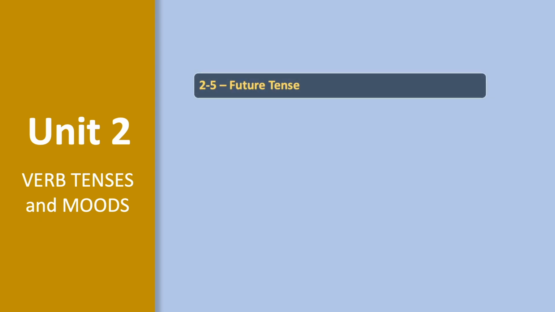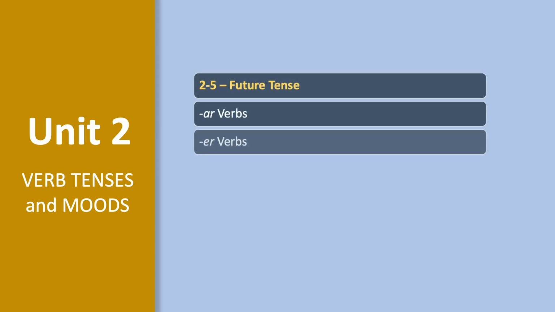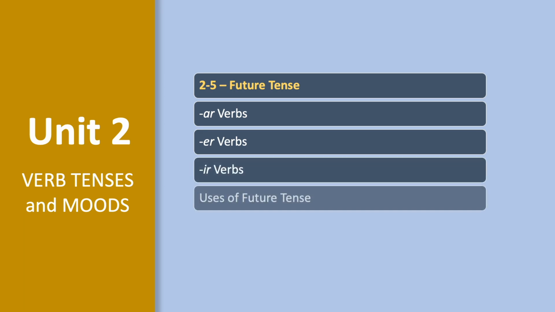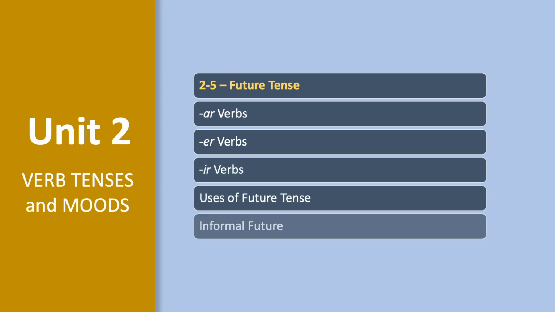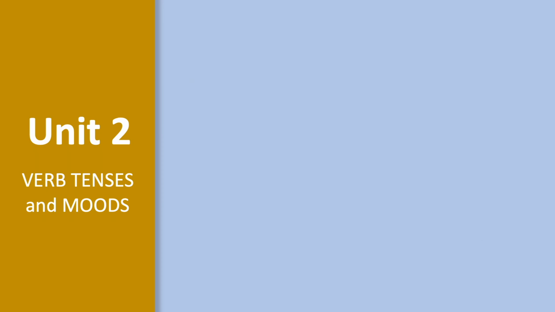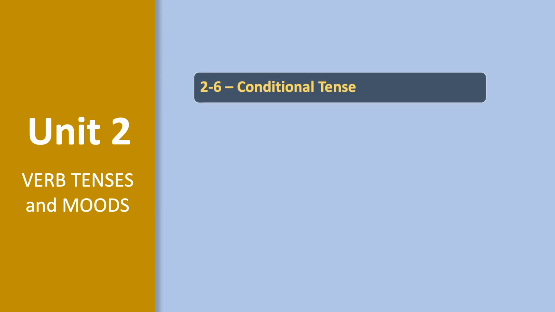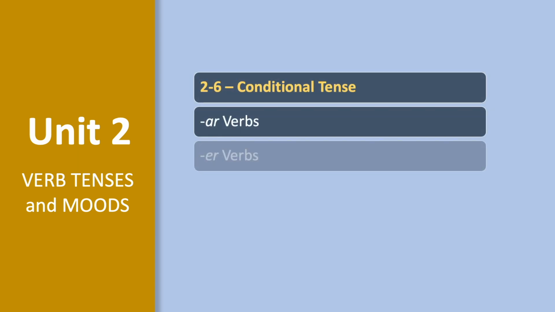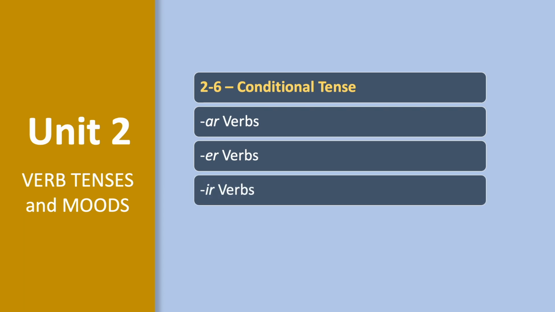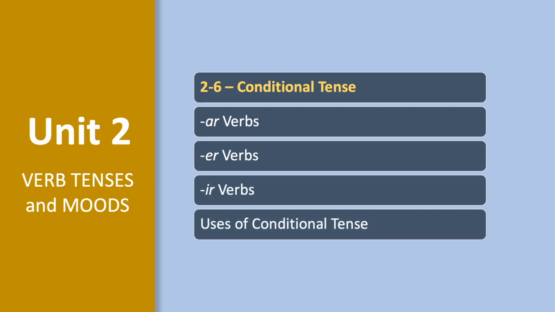Next is the future tense and the regular conjugations for all three verb groups under the future, as well as the uses of the future and the formation of the informal future. We then have the conditional tense and the regular conjugations under the conditional for all three verb groups, as well as the uses of the conditional.